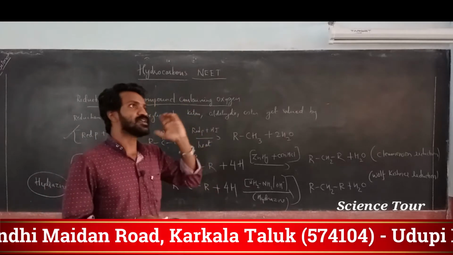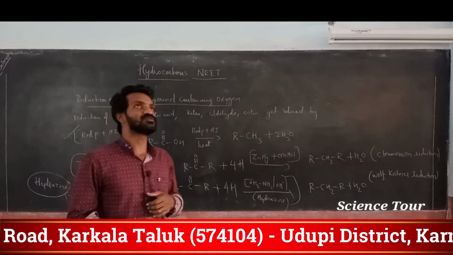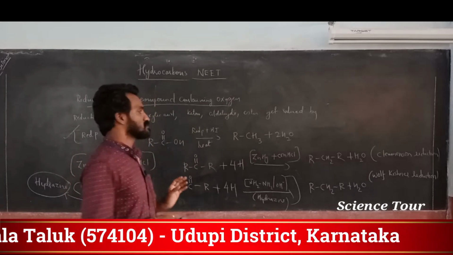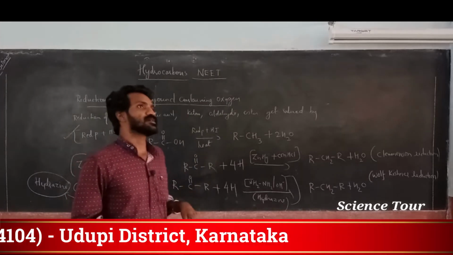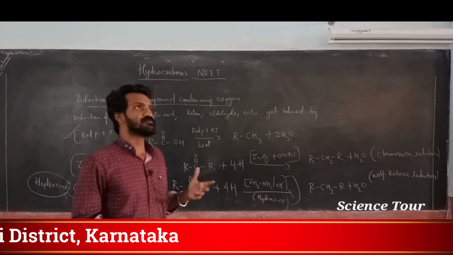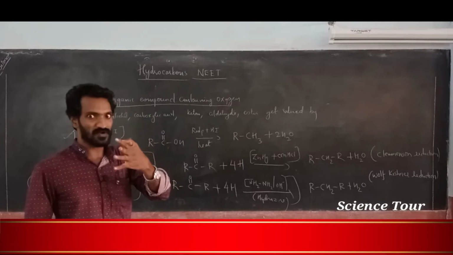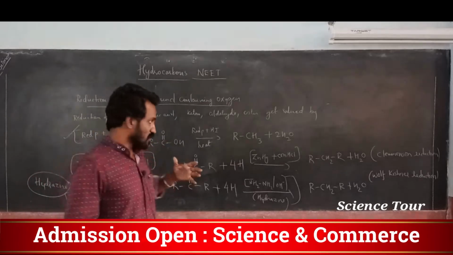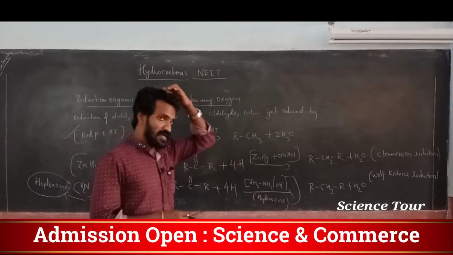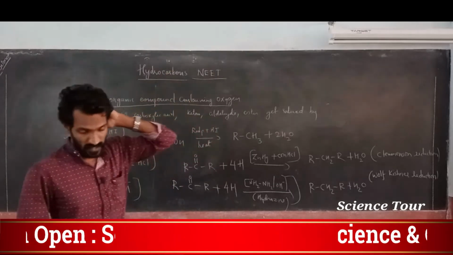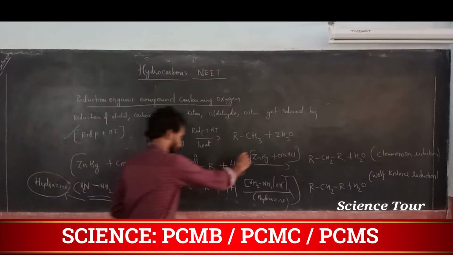Just by heart. If it is Wolff-Kishner reduction, hydrazine is used. Otherwise, Clemmensen reduction, zinc mercury plus HCl, is used. So this is very important, otherwise in question and answer you will get confused. Note down this point. This is very important.